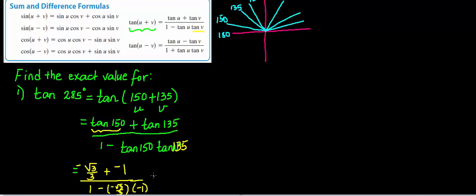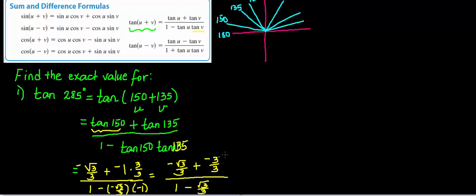Okay? So let's simplify this. In the numerator, I have negative square root of 3 over 3 plus negative 1. That means I can join these if I find the common denominator, which is 3. So to do that, I multiply 1 times 3 over 3. And you end up with negative square root of 3 over 3 plus negative 3 over 3. Same thing here, I end up with 1 minus, and then negative times negative, that's going to give you positive. And square root of 3 over 3 times 1 is just square root of 3 over 3.